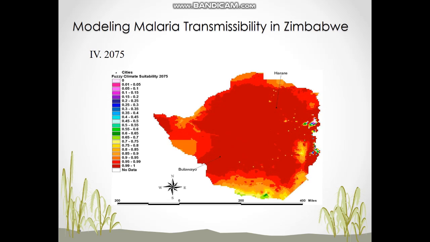That's for vector-borne diseases, because as the temperature increases because of global warming, it provides suitable conditions for malaria mosquitoes for breeding and activities.